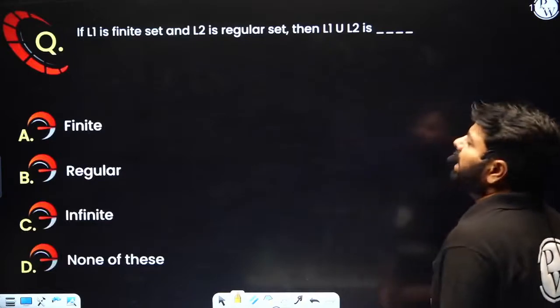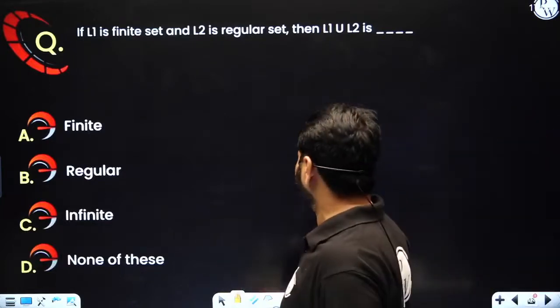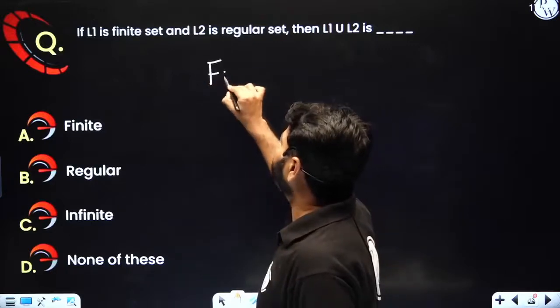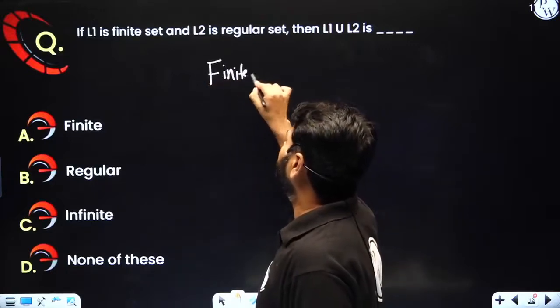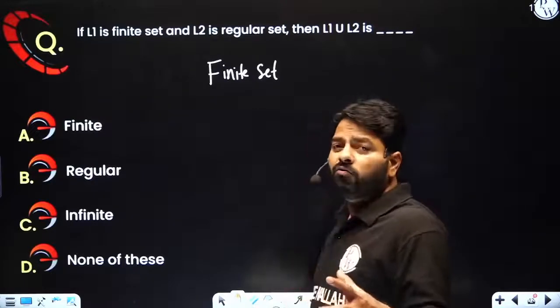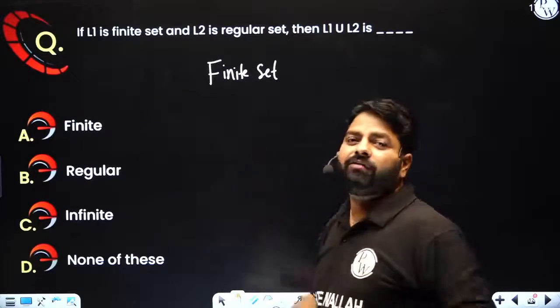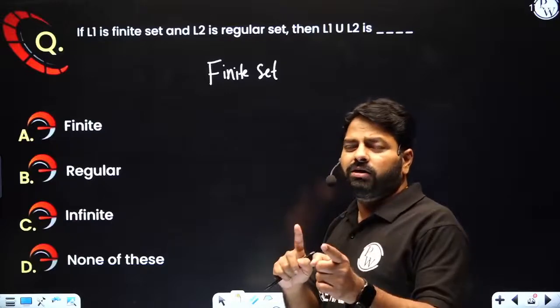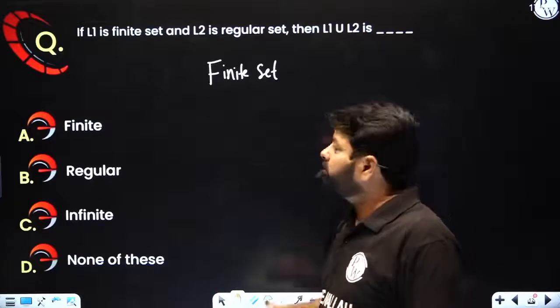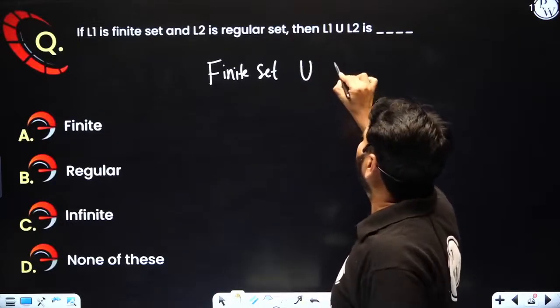L1 is finite and L2 is regular. Very, very interesting question for you now. Try to answer it, because I am going into detail. In the meantime, if you get an idea for this question, answer it and wait for my explanation. Cross-check the way you thought and the way I explained, is it matching or not? Finite set union regular set.